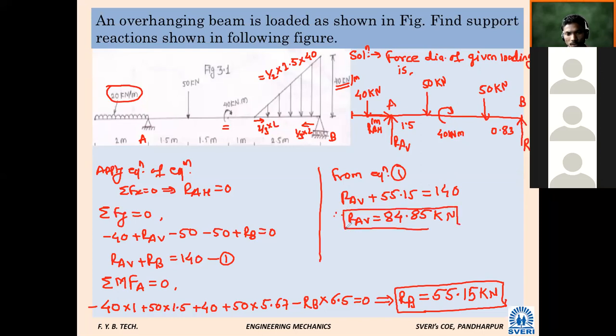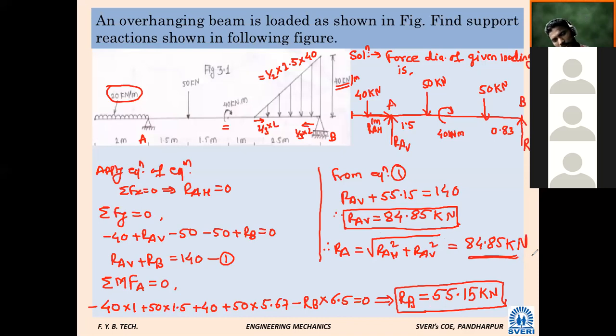So here RAV is equal to RA. Why? Because RAH is 0. If you apply this formula, square root of RAH square plus RAV square, one term is 0. So it will come again 84.85. Have you understood? Very simple. Any problem?